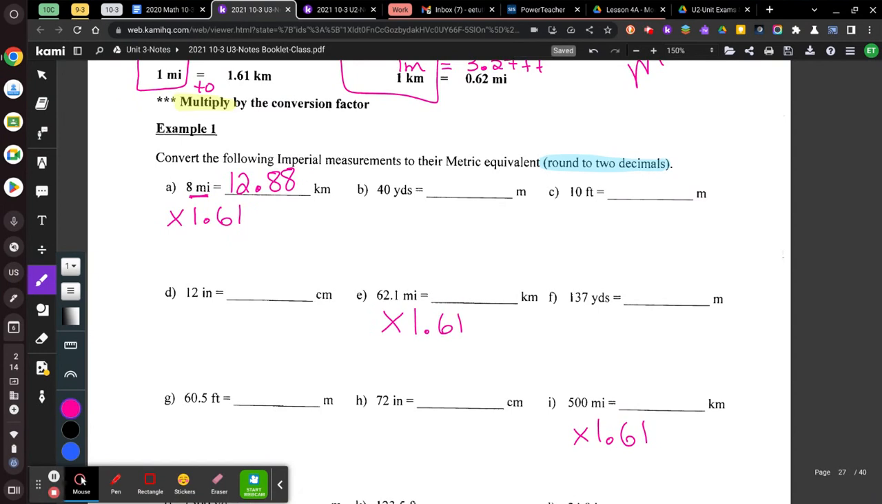Okay, let's look at B, or letter E, pardon me. So letter E is the other one in the middle here, miles to kilometers. So I'm timesing by 1.61. I'm going to get 99.98. So when someone says I'm driving 60 miles an hour, it's very close to 100 kilometers an hour. Okay, so that's very, very similar.